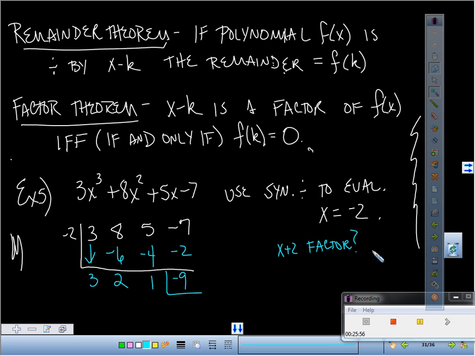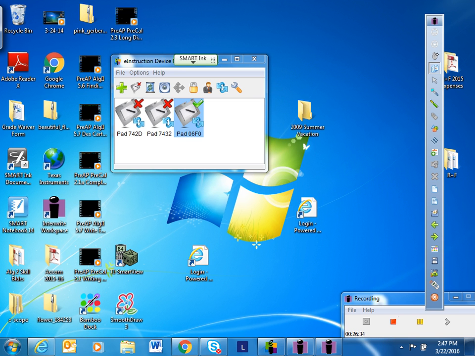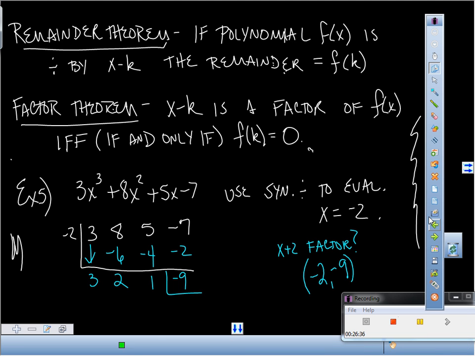What does it mean? It's a point. A point. What's the point? I don't know. That point where x is negative 2. That point is negative 2, negative 9. That's true. That is a point. But what about that point? What does it tell me about the point? What?